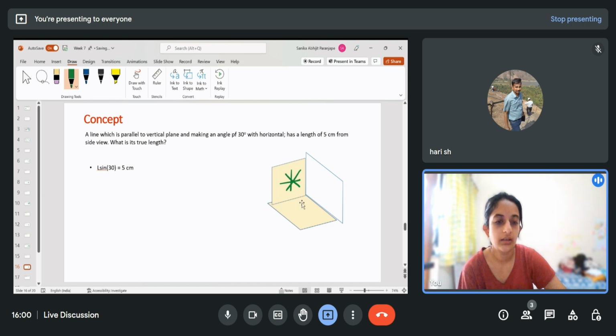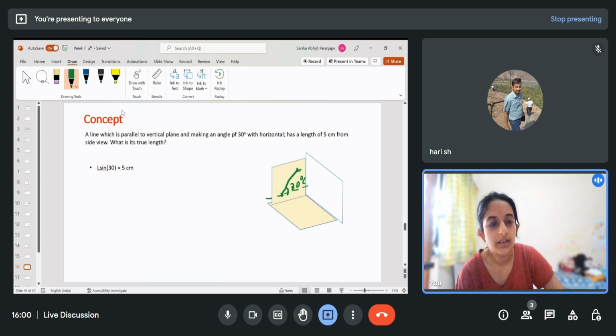So that means the line is like this and it makes 30 degrees with the horizontal. We have not been told anything about the end, so we'll just assume that it is somewhere above HP. And it has a length of 5 centimeters in side view.